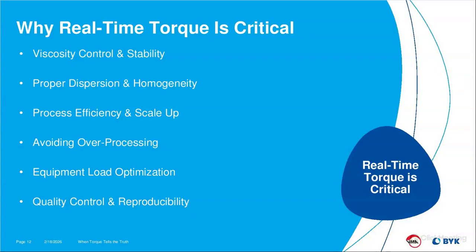Avoiding over processing. So we don't want to over process our material. We want to protect it. We don't want any kind of degradation or excessive shear on our materials. This is how we can control that.